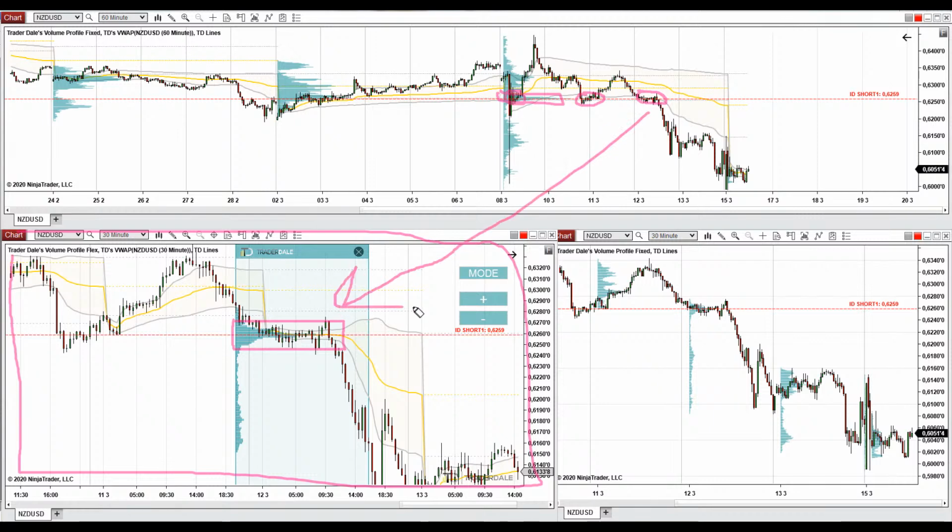And this 30-minute chart only looks into the last area, right? This area where strong selling activity started.